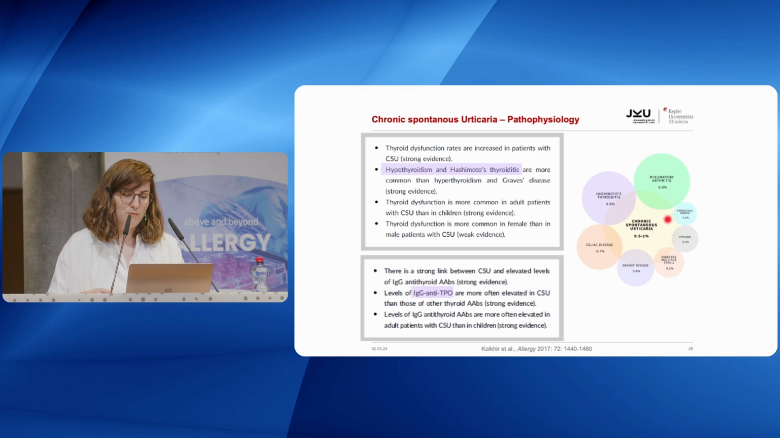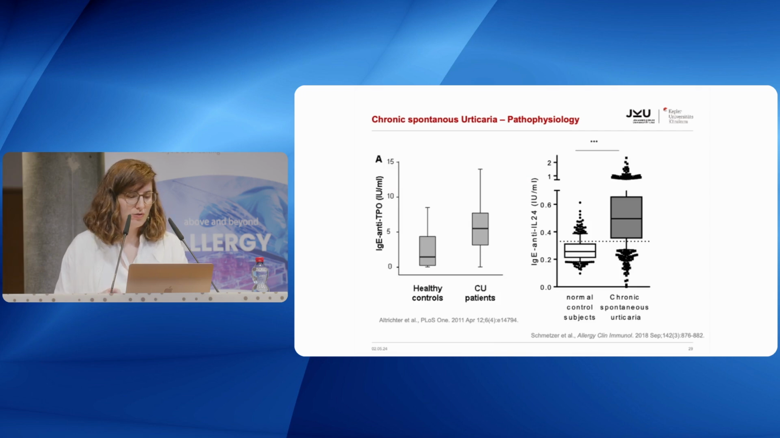Furthermore, we know that chronic spontaneous urticaria is very often associated with some sorts of thyroid diseases, for example, and also other autoimmune diseases. And especially a lot of urticaria patients can have high levels of IgG anti-TPO. And this led us to the idea to look if these patients maybe also could have IgE autoantibodies to themselves. And this was a study where we were looking if patients with chronic spontaneous urticaria have indeed higher levels of IgE anti-thyroid peroxidase compared to healthy controls.